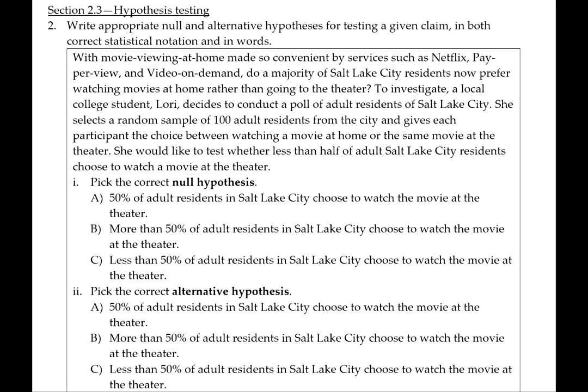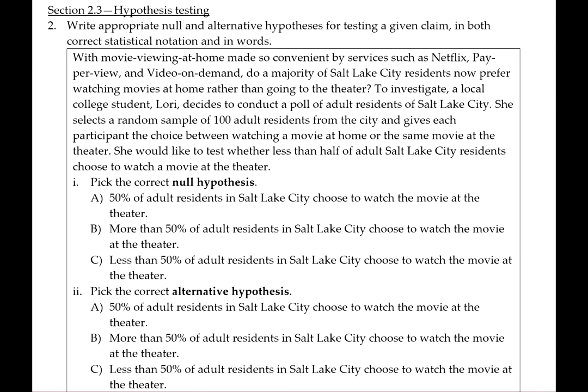Learning Objective 2 from Section 2.3 is to write appropriate null and alternative hypotheses for testing a given claim, in both correct statistical notation and in words. Here's an example. With movie viewing at home made so convenient by services such as Netflix, pay-per-view, and video on demand, do a majority of Salt Lake City residents now prefer watching movies at home rather than going to the theater? To investigate, a local college student, Lori, decides to conduct a poll of adult residents of Salt Lake City.